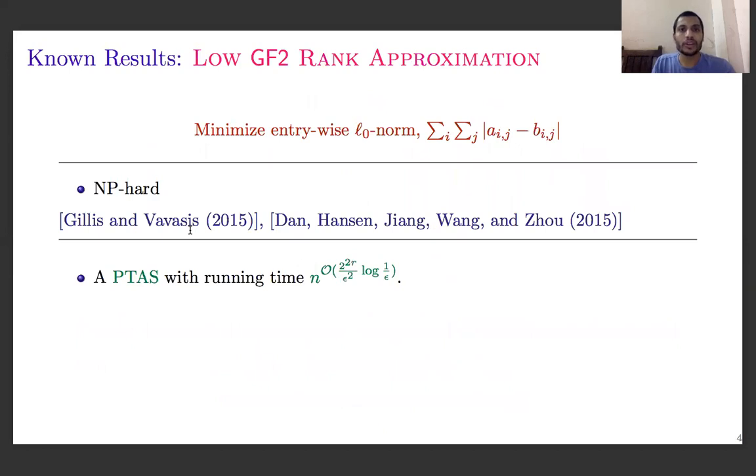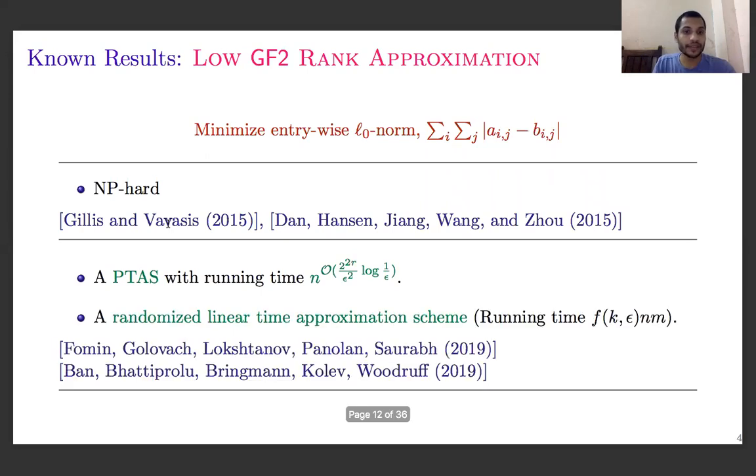And what is known about low GF2 rank approximation, where we want to minimize the entry-wise L0 norm, that is the Hamming distance between A and B, where B has rank at most r? This problem is NP hard, and it was solved by two sets of authors independently in 2015. The problem admits a PTAS. In fact, it admits an EPTAS, an efficient randomized approximation scheme, and these approximation schemes were obtained by two sets of authors independently.